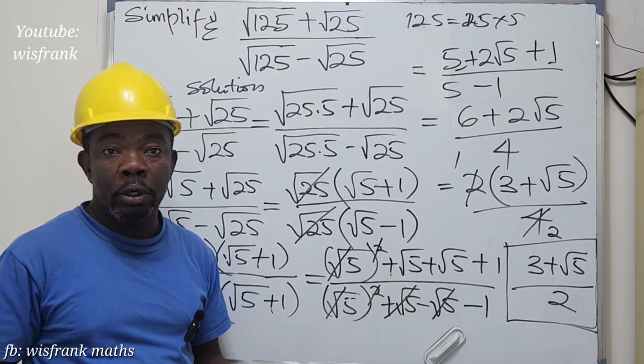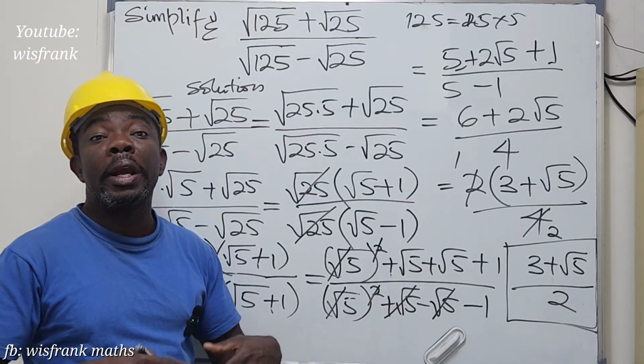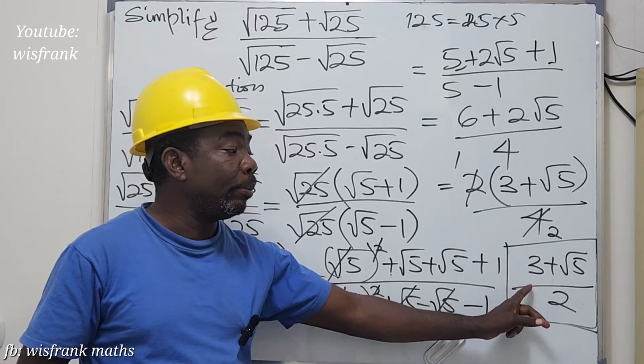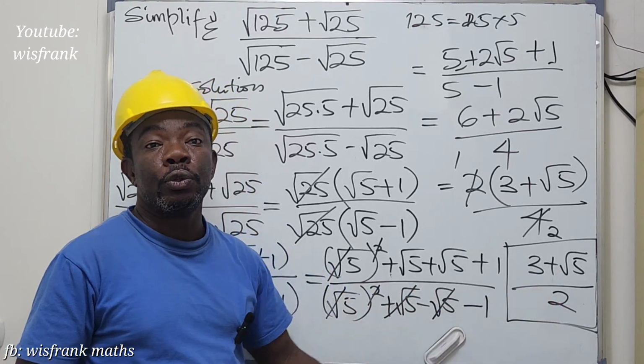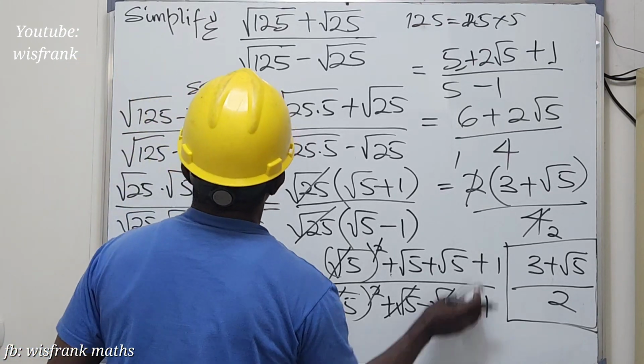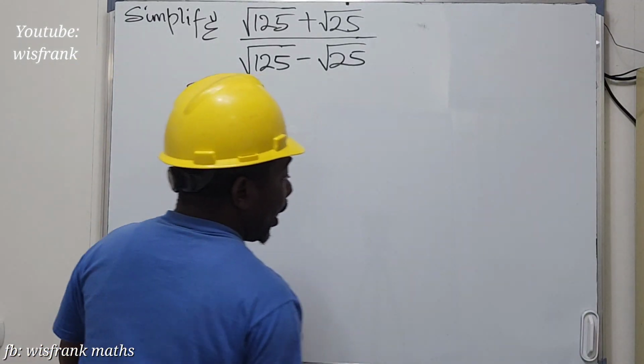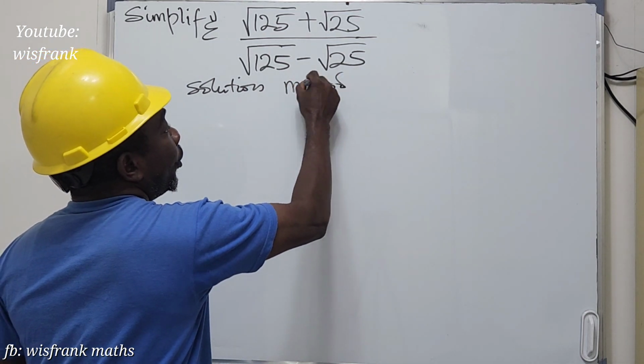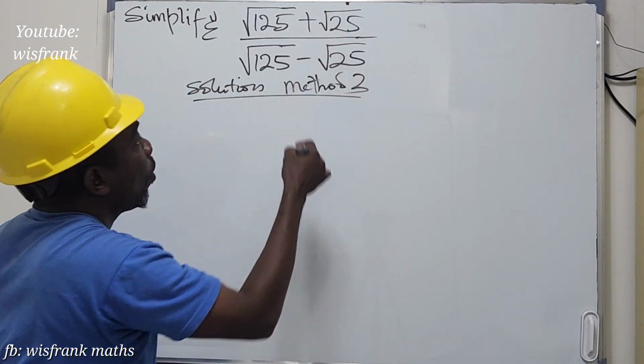So this is method 1. We can see another method that we can use to solve this, to see whether we can arrive at 3 plus root 5 all over 2. So let's do this. The first method was method 1, and this is method 2. So this is what we are going to do.